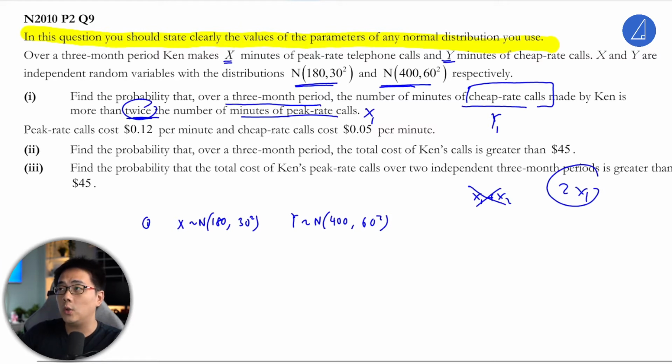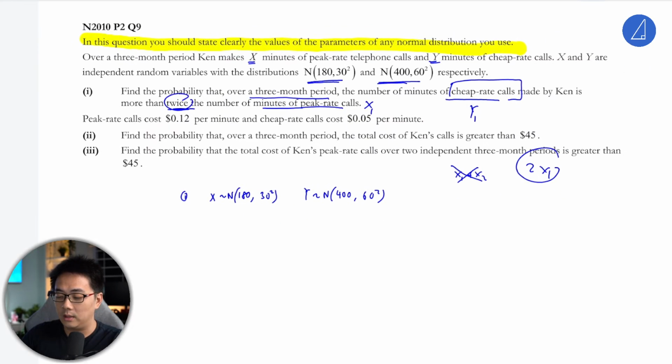Okay. Over the week, a lot of you also asked me what's the difference between them. This is 2 independent variables, meaning 2 calls. This is 1 call, take it out, times 2. So the question here is saying take out 1 and then times 2. Okay. Over a 3-month period.